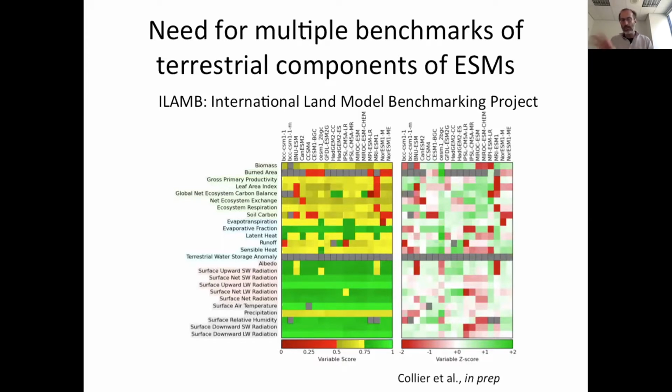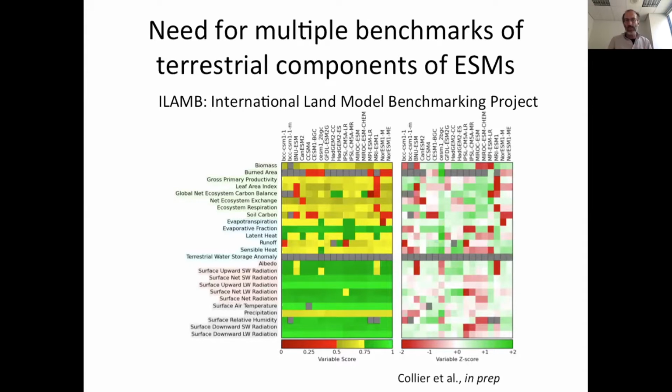And there are two different blocks of color here. On the left is relative to the variability of the observations, how do the models do? There are some things that all models do poorly or all models do well, and we want to be aware of that. The right-hand box normalizes things by the mean model and asks, of the models that are participating, which ones are doing well and which ones aren't doing well for a given metric.